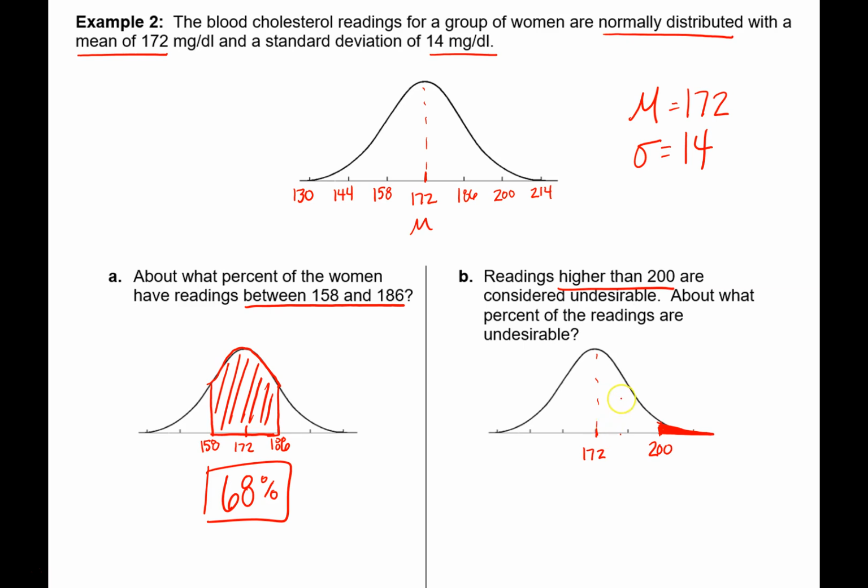So let's see, we went out 2 standard deviations to start, and then we shaded the last one out here and also the second to last one. The last one is 0.15. The second to last one is 2.35. We're going to add those two together, and that gives us 2.5%. So 2.5% of the readings are going to be undesirable, meaning that they're more than 200.